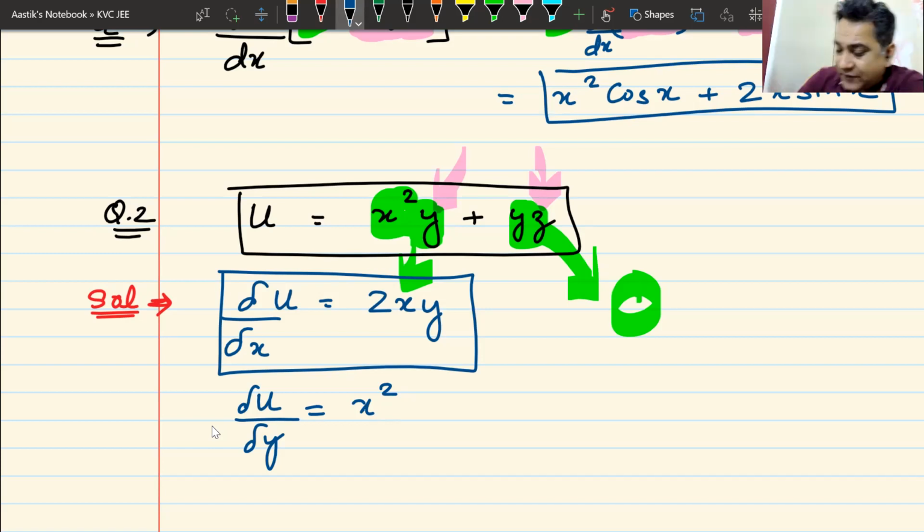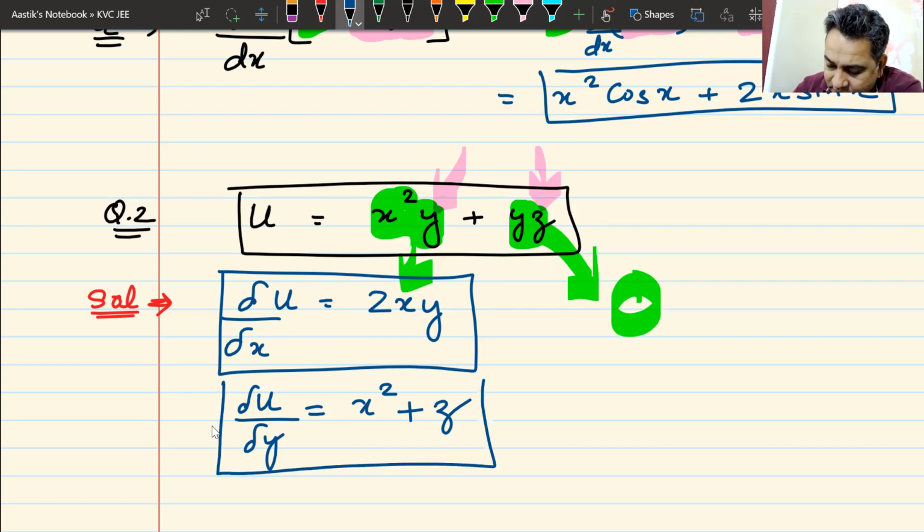But now I move on to the second function, which is yz. Again, yz consists of two functions. One is z, one is y. Partial derivative of z with respect to y is 0, so that part goes away. You have to only find the partial derivative of y with respect to y. That is 1, multiplied by z. So my partial derivative will be x squared plus z. Are we getting this, or is this going above our heads? I'm just applying the multiplication formula, not writing the steps, and writing the answer straight away. Do we understand this? Can I have some raised hands?